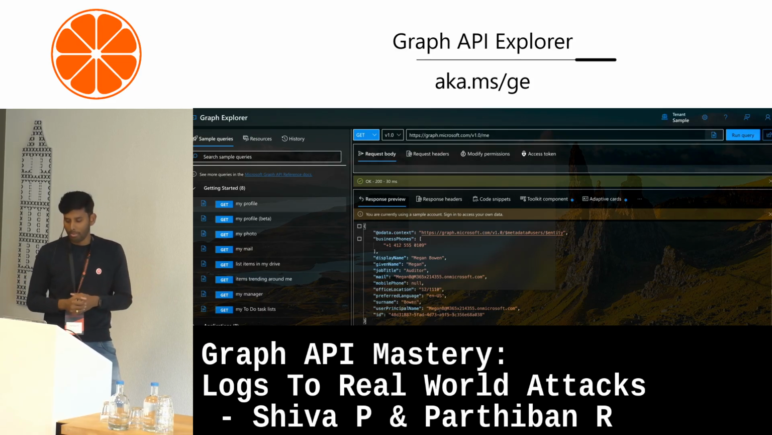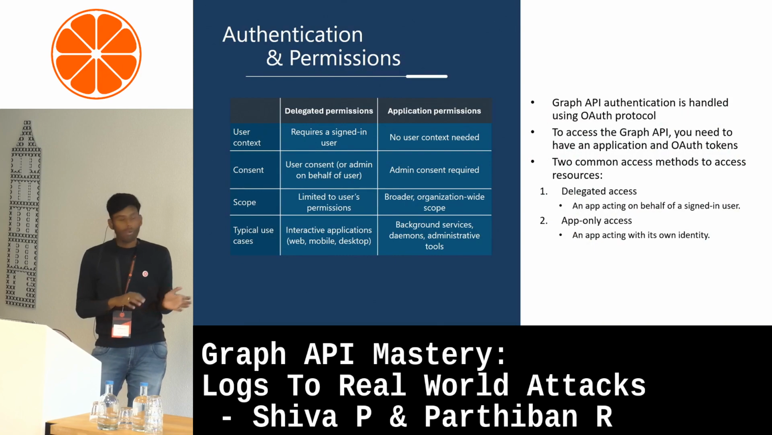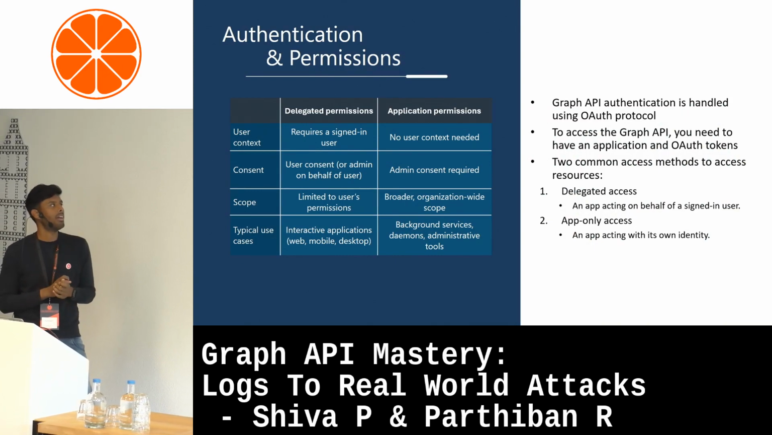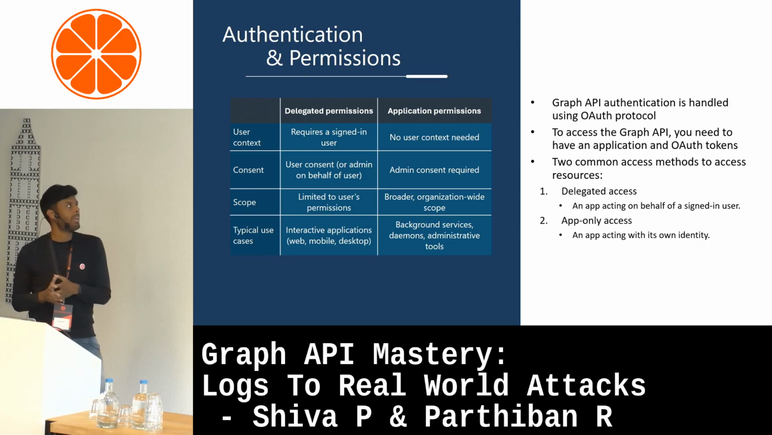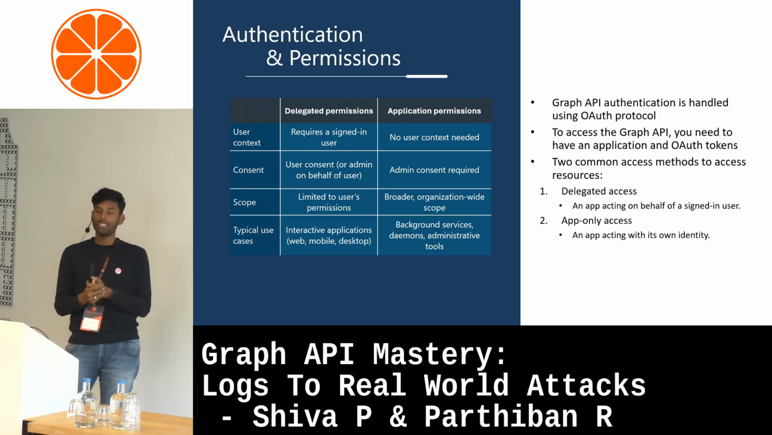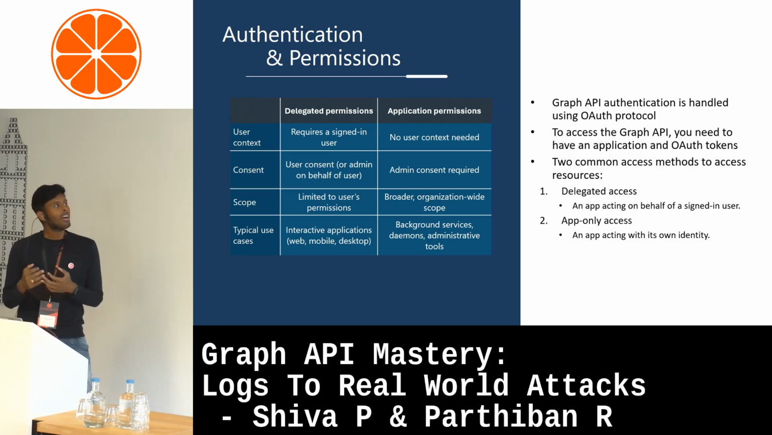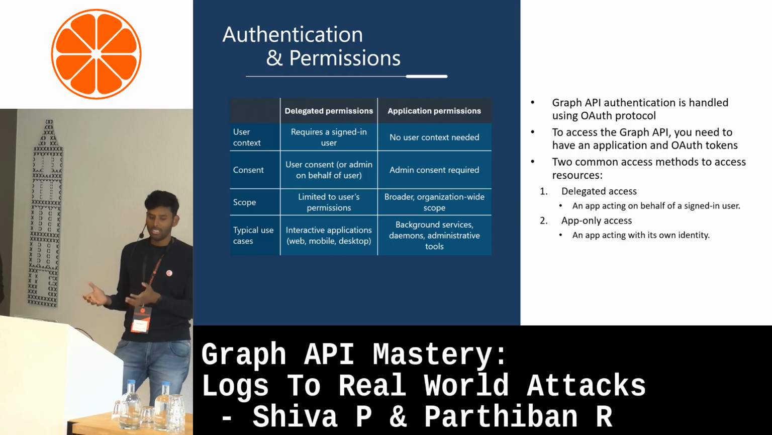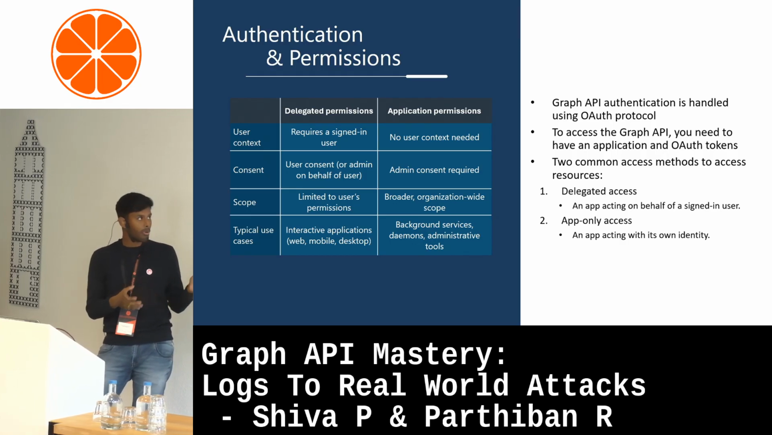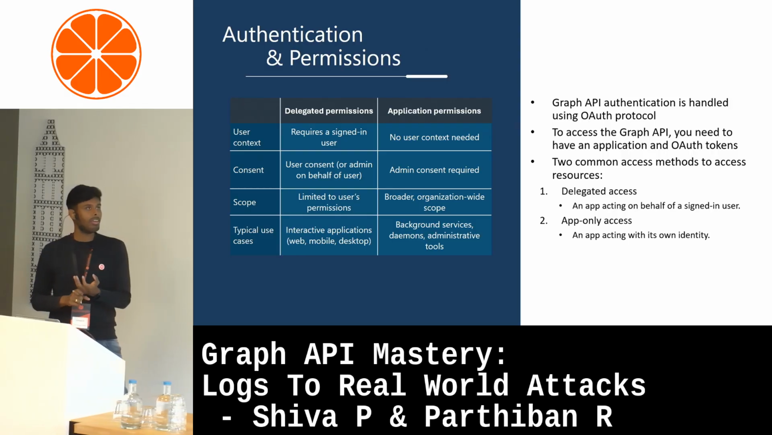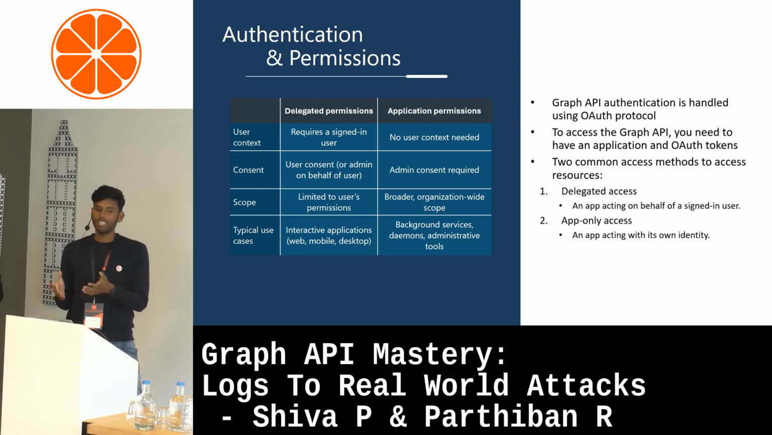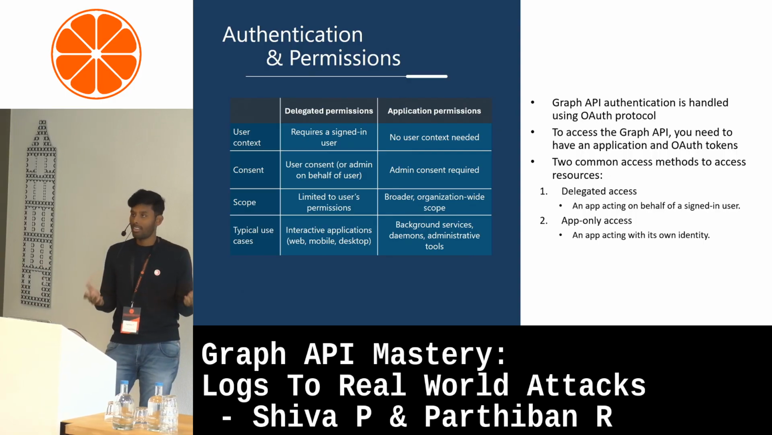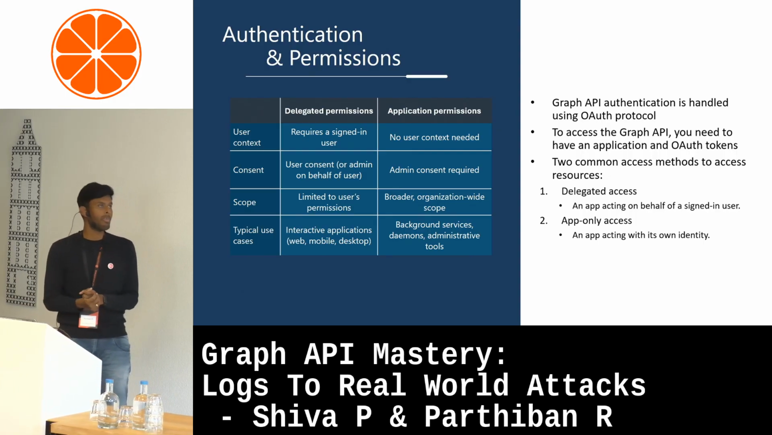So lots of applications. Before we move on to how to get these logs, I want to give you a couple of basics around how authentication and permission schemes work in Graph API. In order to access the Graph API, one needs to have an application registered in your Azure portal, and that's one of the fundamentals. Then the authentication is done using the OAuth protocol, which means you need a client ID and access token to access the API.